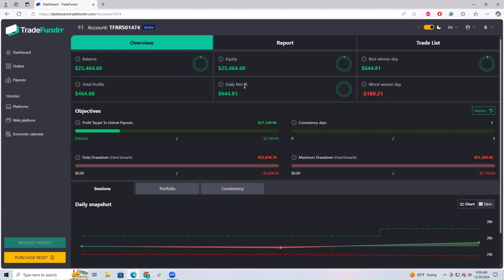Next to that, it's going to show the gain or loss on that specific session, so that's the daily net P&L. And then next to that, similar but opposite to the one above it, best winner day, it'll show you what your one worst trading session was. In this case, negative 180.21.